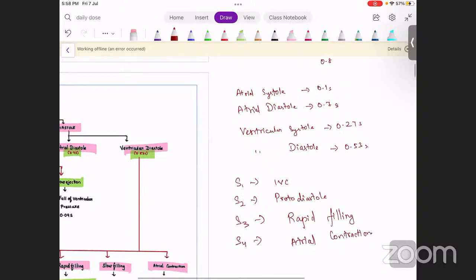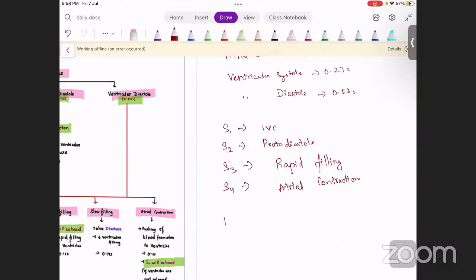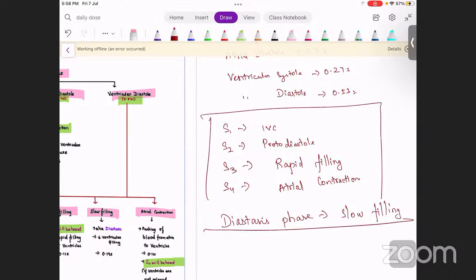And which phase is also called the diastasis phase? That is the slow filling phase. Diastasis is also known as the slow filling phase. You have to know that. Only this line and table you have to remember. This IVC is isovolumetric contraction. Don't write it as inferior vena cava. Remember, this is isovolumetric contraction, not the inferior vena cava.